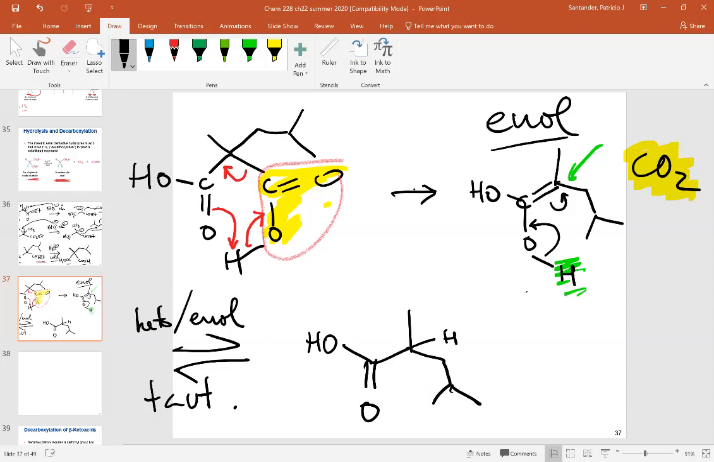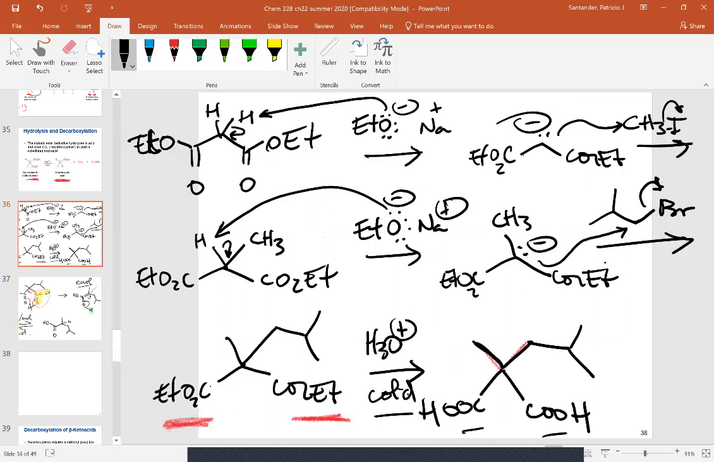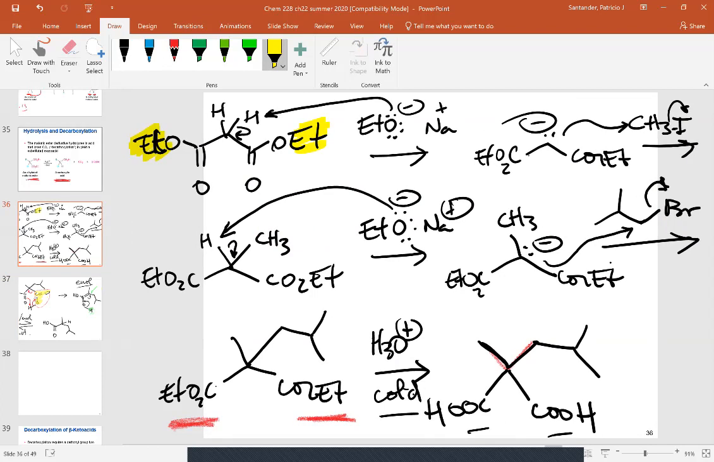So there you can see that in the overall process, actually very little survived from the original compound, right? And there we can go back to the previous slide, and there you can see that the two ethyls were gone in the hydrolysis. Then one of the portions here went as CO2, right?